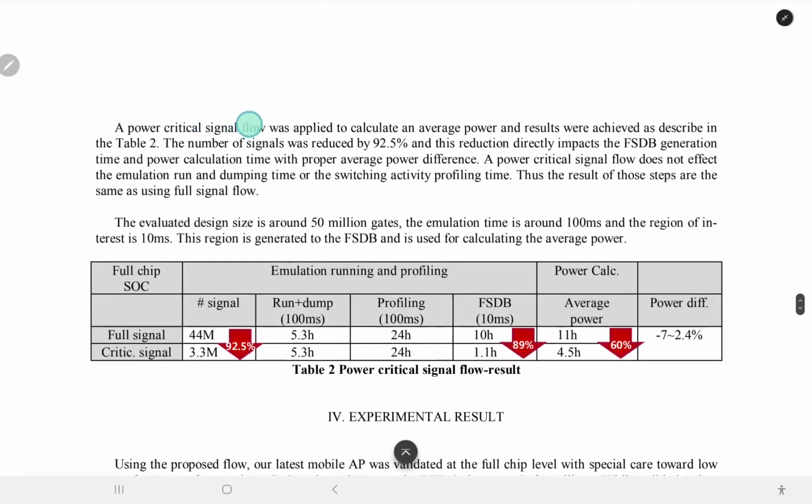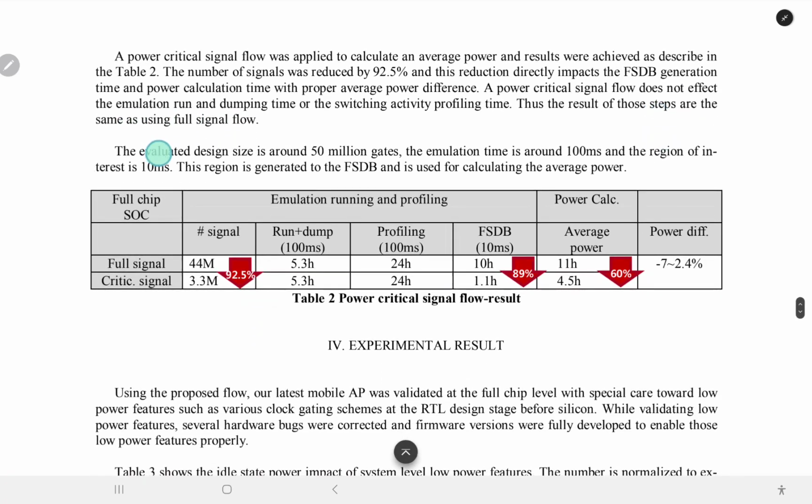The power critical signal flow was applied to calculate an average power, and results were achieved as described in table 2. The number of signals was reduced by 92.5%, and this reduction directly impacted the FSDB generation time and power calculation time with a proper average power difference. The power critical signal flow does not affect the emulation run and dumping time or switching activity profiling time. Thus, the results of those steps are the same as using the full signal flow.